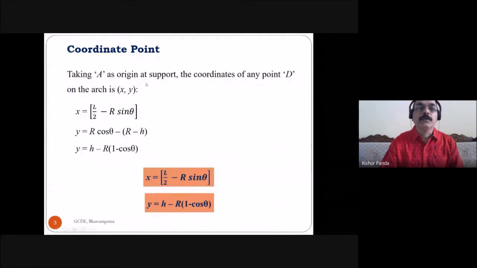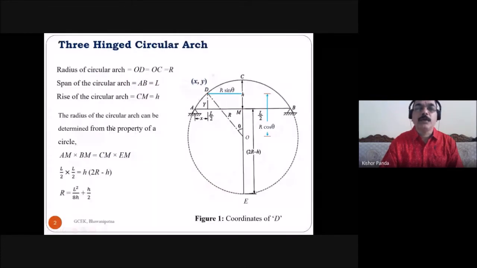Taking A at the origin or support, the coordinates of any point D on the arch are XY. So you find the length of X and the length of Y. How will you find these lengths? Here you see AM length is L by 2. And this is the radius of the circular arch, and this is the angle theta subtended at the center of the circular arch. So what is this length? This length is equal to R into sine theta.